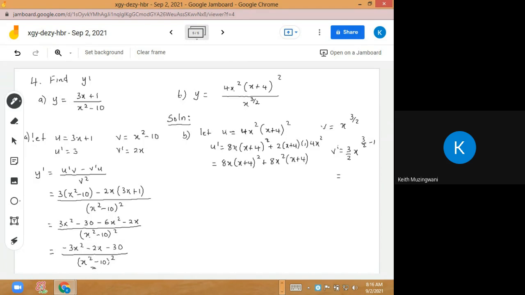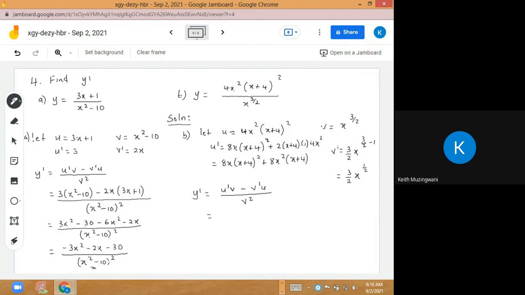This is the same as 3 over 2, x to the power 1 over 2. Then y prime is going to be u prime v minus v prime u over v squared.